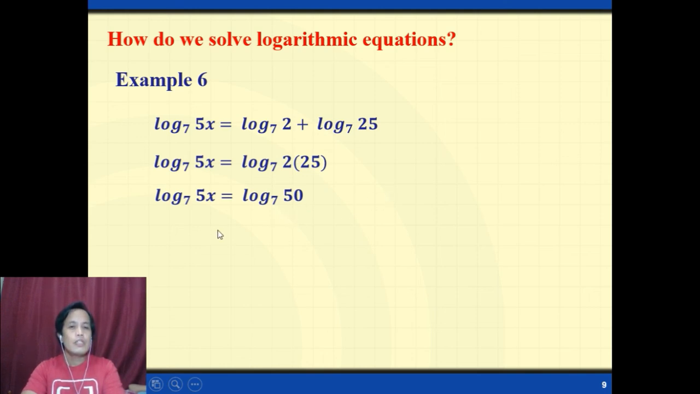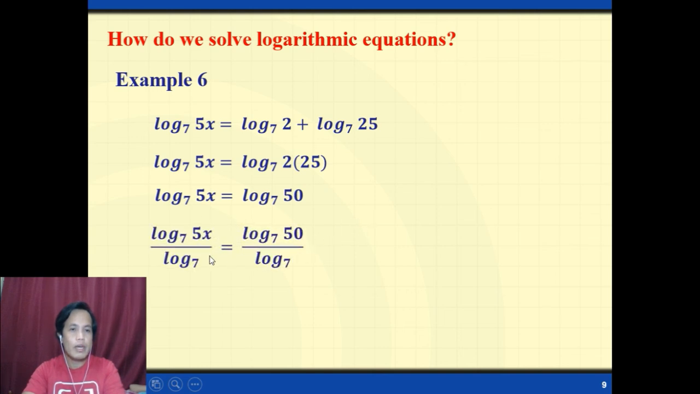Now, since we have two logs here, we cannot change this one to exponential. Okay? So if this is the case, as long as they have the same base, what we need to do to eliminate the log, divide both sides of the equation by the log. So meaning, we have log base 7 here, so we need to eliminate this log base 7, so we will also divide log base 7 to both sides of the equation. By this time, we can cancel out the log here and also the log here.